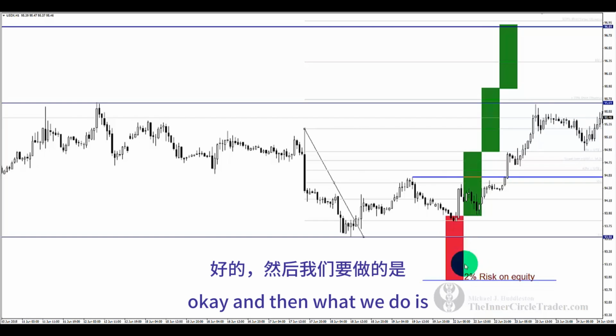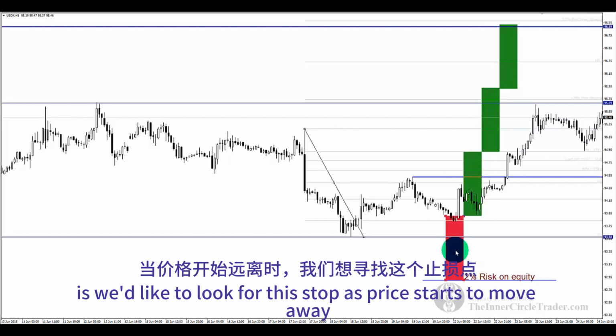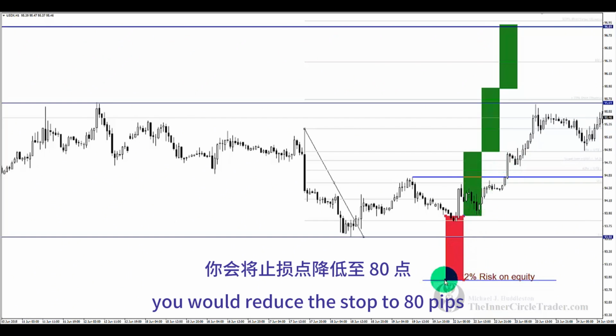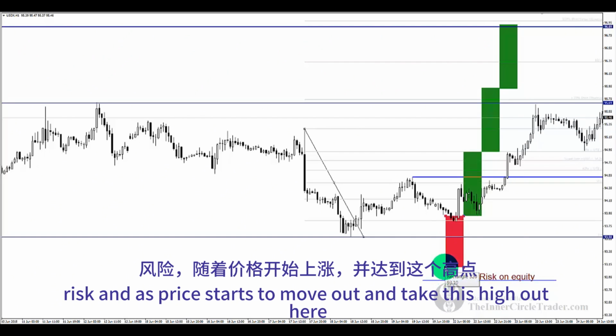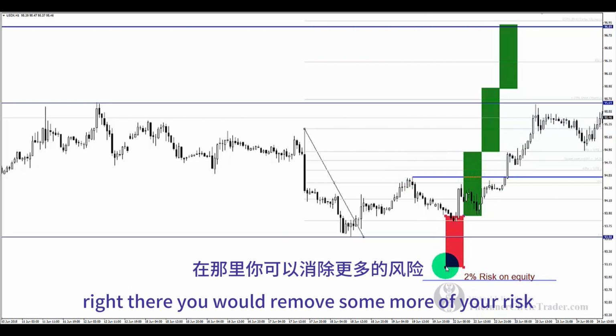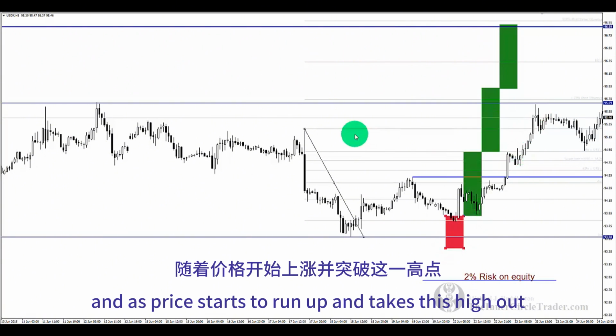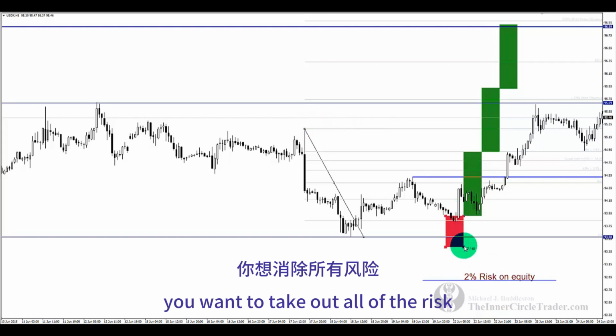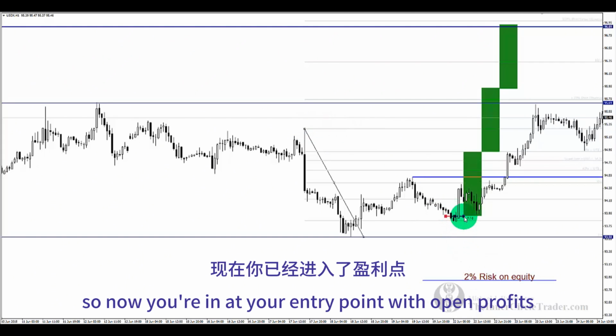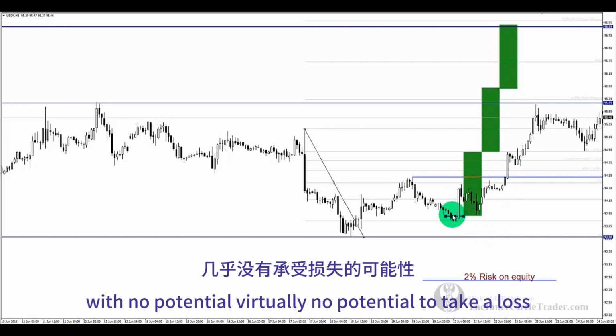Then what we like to do is look to tighten this stop as price starts to move away. You would reduce the stop to 80 pips risk, and as price starts to move out and takes this high out, right there, you would remove some more of your risk, take it down to 50 pips. And as price runs up and takes this high out, you want to take out all of the risk. So now you're in at your entry point with open profits, virtually no potential to take a loss.